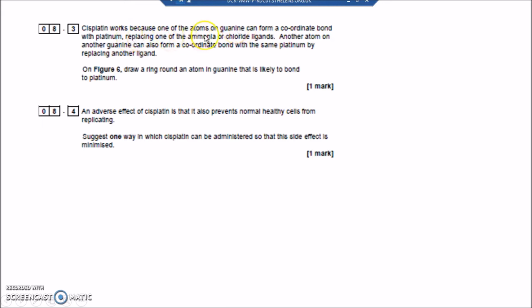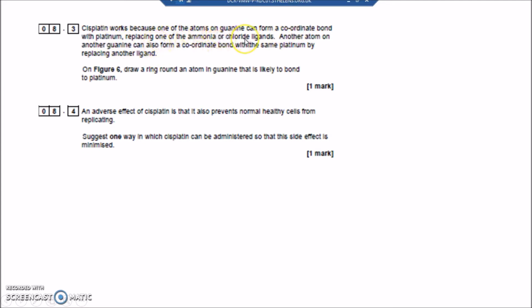Cisplatin works because one of the atoms on guanine can form a coordinate bond. A coordinate bond is a covalent bond. It's just that both electrons have come from one of the atoms. Instead of one atom putting one electron into the share and another atom putting another electron into the share, both of them have come from a single atom. So you're looking for an atom with two electrons, in other words a lone pair of electrons, with platinum.